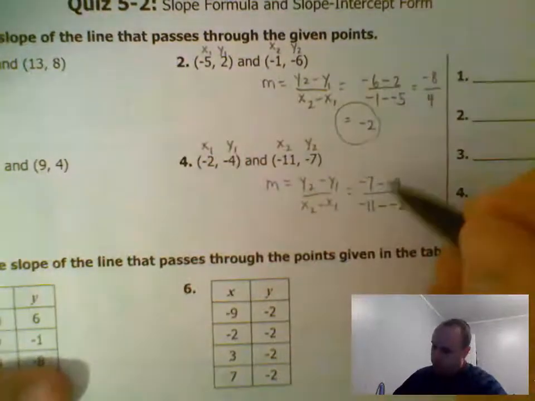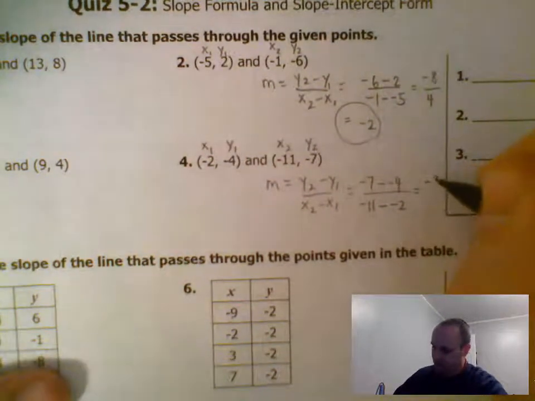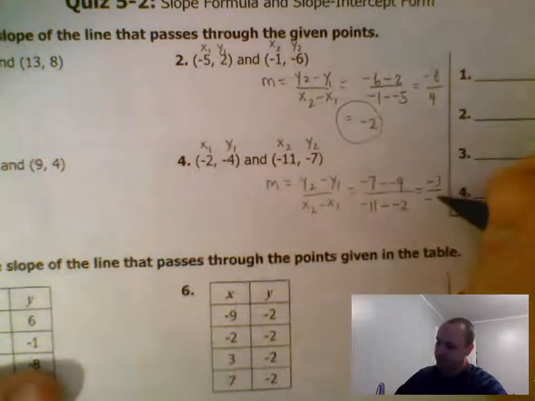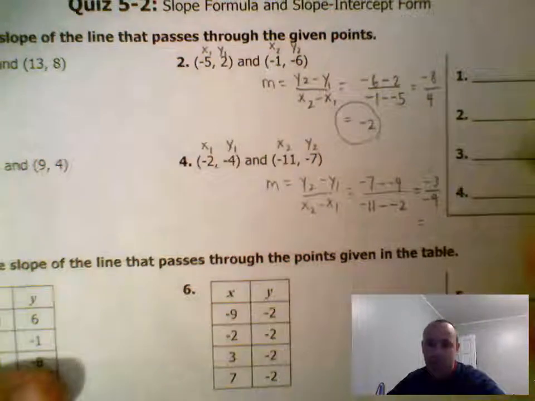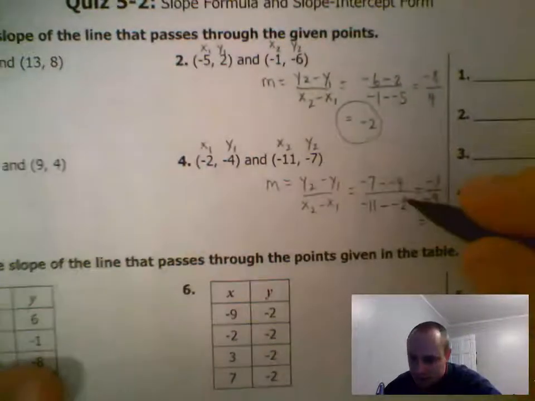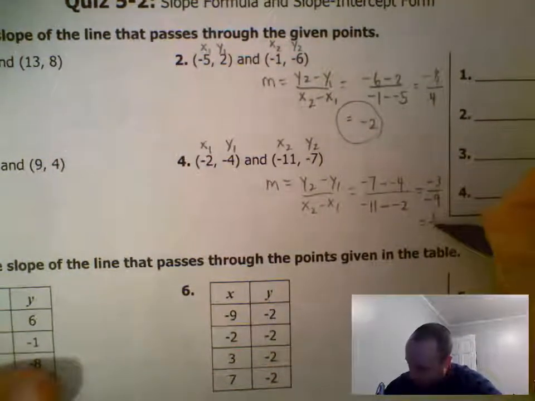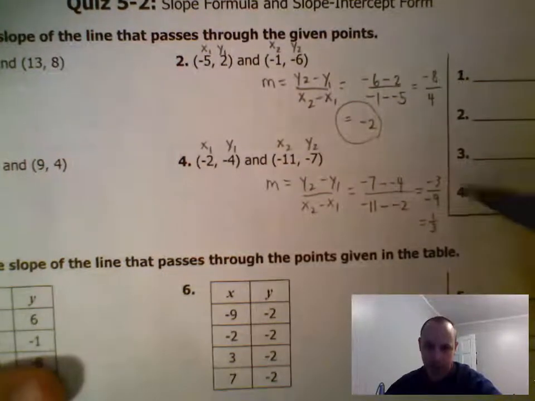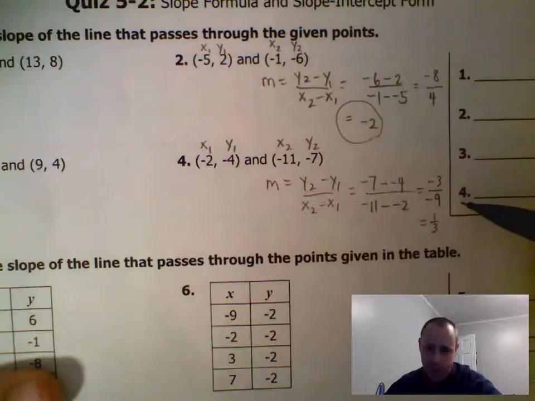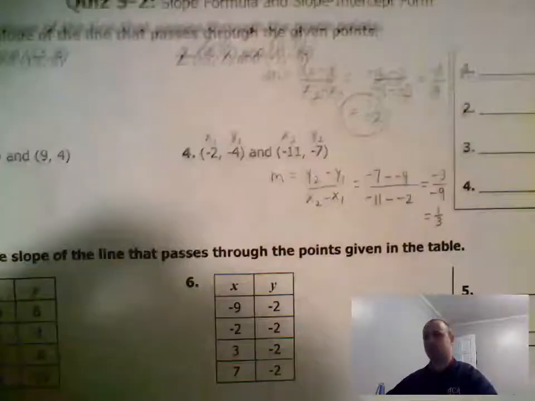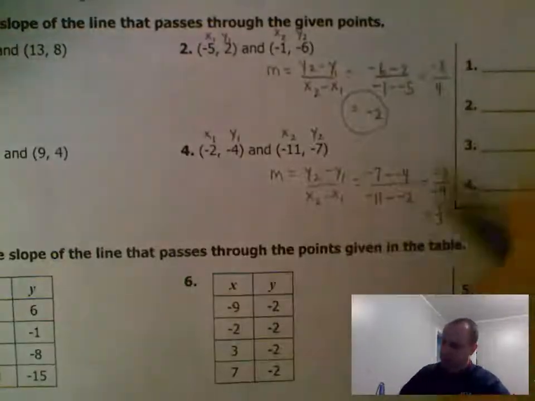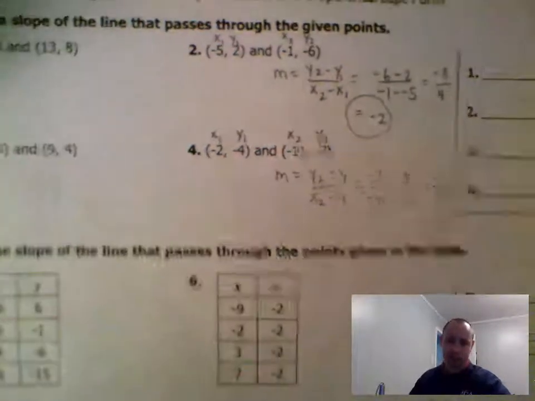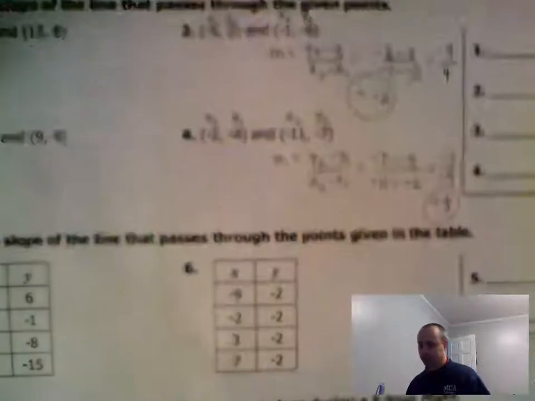So I have -7 plus 4, which is -3. Then I have -11 plus 2, which is -9. So that answer, when we reduce it, it's going to be 1/3. Okay, because -3/-9 goes to -1 over -3 if you divide both by 3. And then you can just divide them both by -1 to get the positive form of that. All right, because a negative divided by a negative is a positive. So your slope for number 4 is 1/3.